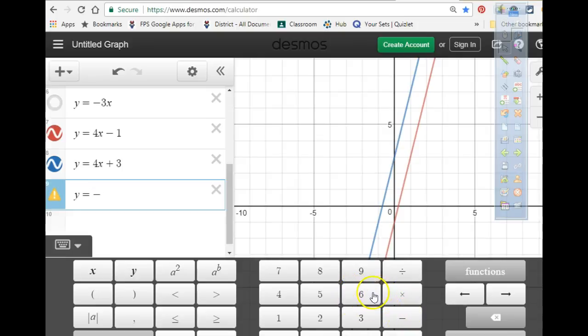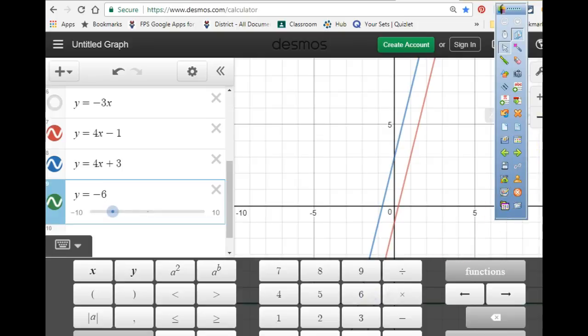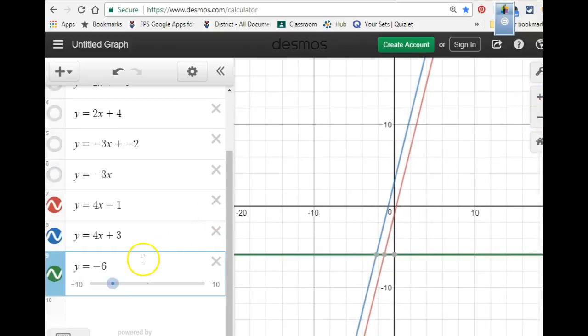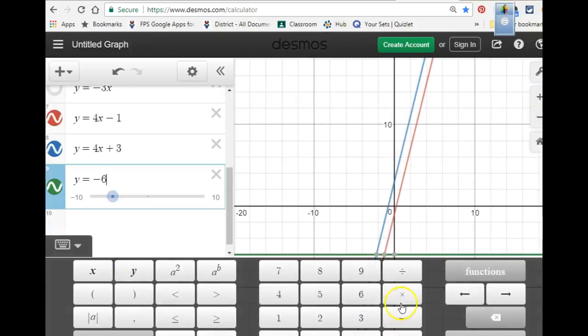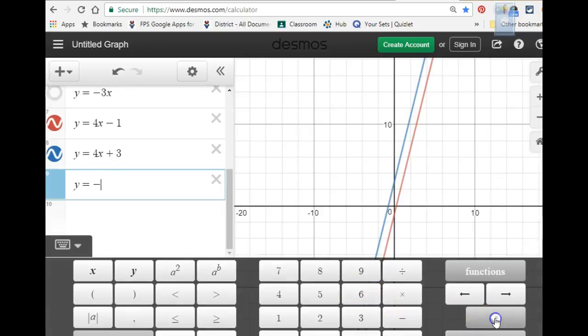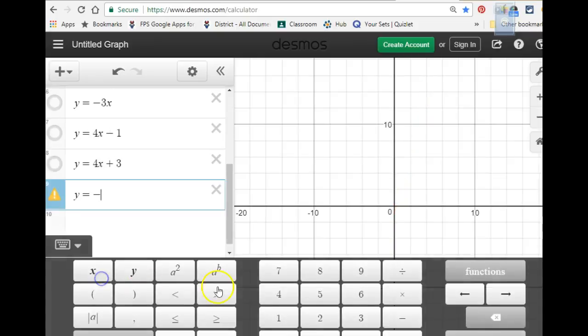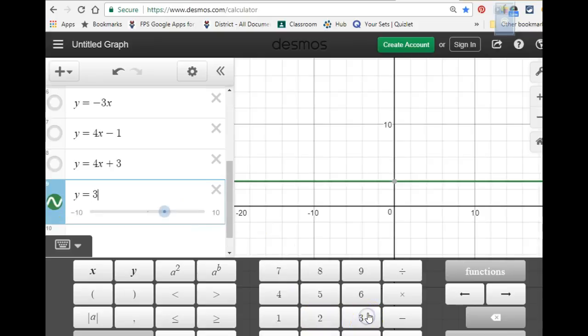If I put y equals negative 6, did that give me where I wanted? You didn't mean negative 6? What did you mean? Oh yeah, we're not doing the 4x one. We're ignoring those two. We're just trying to get a parallel or a horizontal line through 3. The y-intercept is (0, 3). So y equals 3. Does this go through that point?